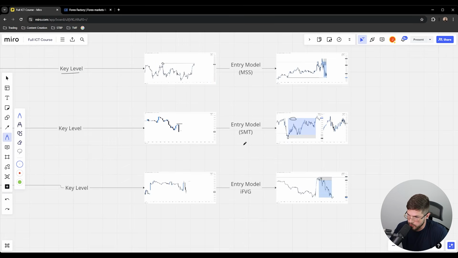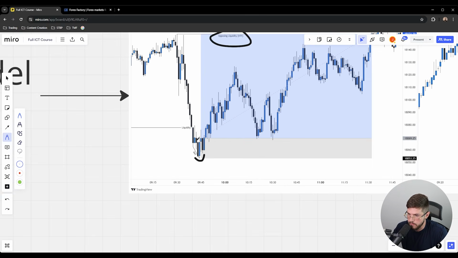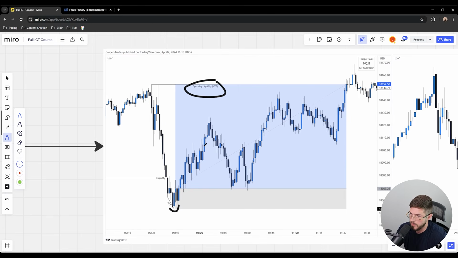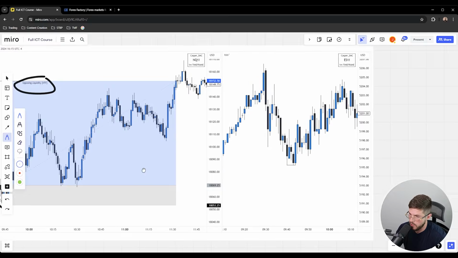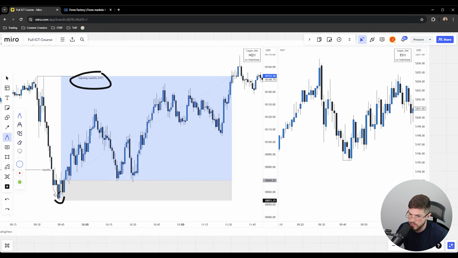Now, the other entry models are going to be SMT and IFVGs, or inverted fair value gaps. So an SMT can occur before a market structure shift happens. Notice this price leg was very expansive down. It took a little while for us to get that market structure shift, and you could have got a trade entry right here, but with SMT, you were able to get it much earlier. On NASDAQ, you had a lower low, and on ES, you didn't. You had a higher low. So as soon as that low is confirmed, you're able to take a trade.